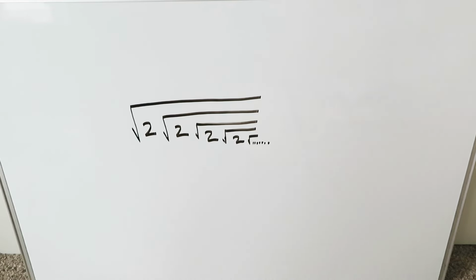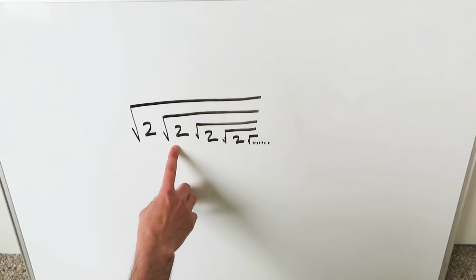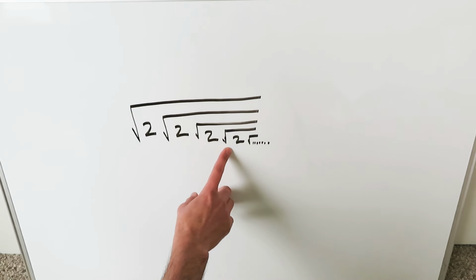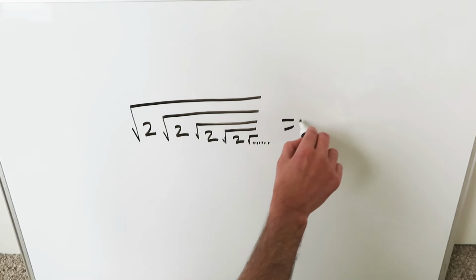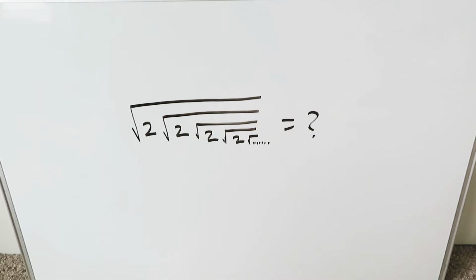Look what we have here. We have a square root of 2 within which is a root 2 within which is a root 2 and a root 2 and on. An infinite number of embedded roots. What would all of this equal in terms of its value? And that's what we're going to determine. And how would we go about doing it?